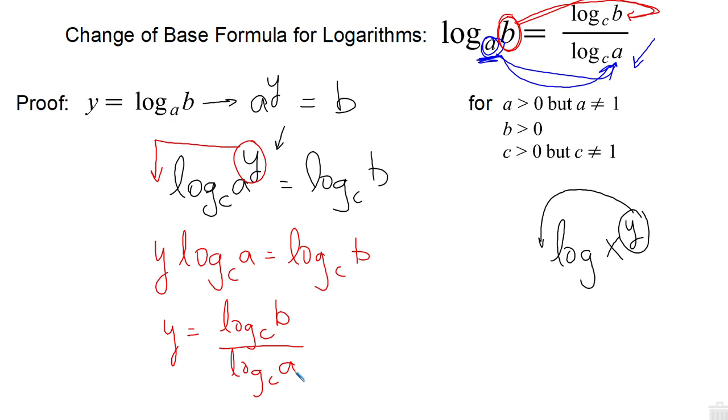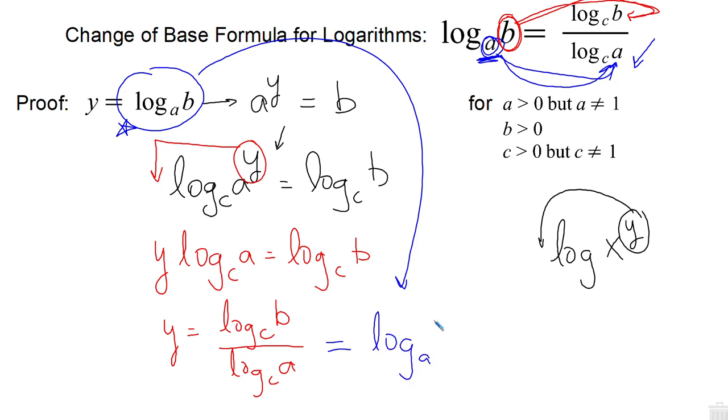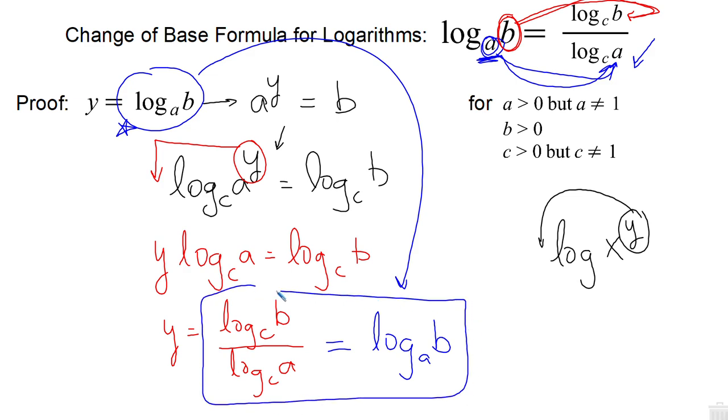Well, if y is equal to log base c of b over log base c of a, and that same y is also equal to log base a of b, that should then tell us that log base c of b over log base c of a is equal to log base a of b, which is our logarithm change of base formula that we just had written up here, right? We've got log base a of b, which is our right side down here, is equal to log base c of b over log base c of a, which is our left side right over here.